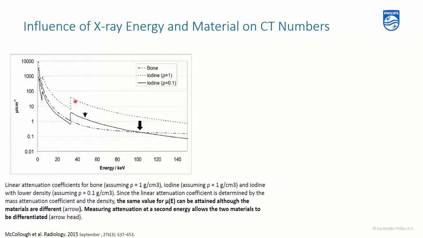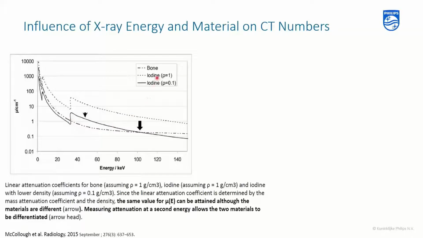So if we plot two different materials, for example, bone and iodine, where bone is calcium hydroxyapatite, and we plot the attenuation over the energy of the X-ray, we would see patterns like this. In general, as the energy of the X-rays increases, we have lower attenuation. And with iodine, you have the K edge in this range. So then you see this drop.